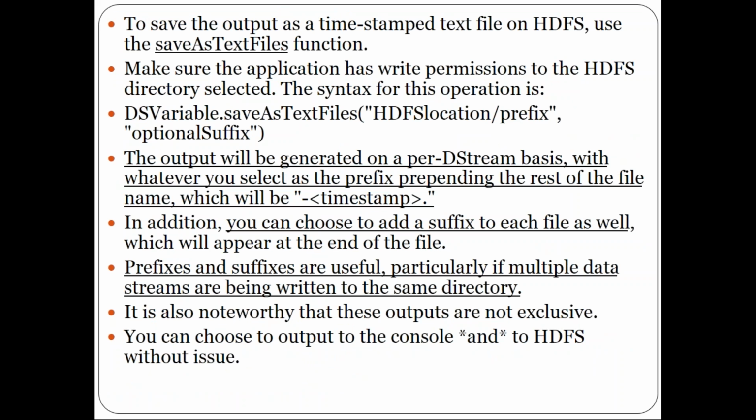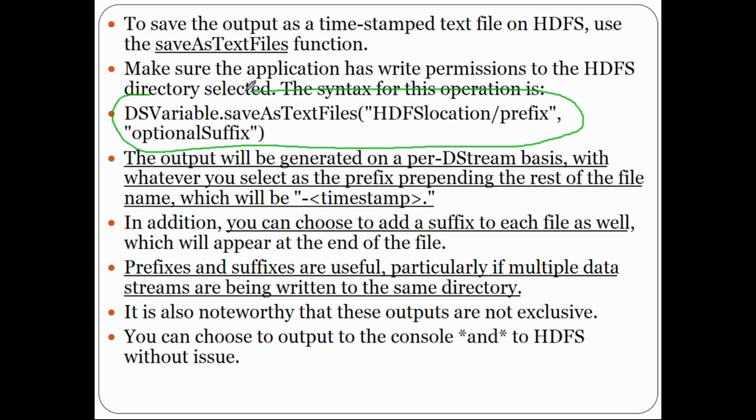Now this is very important. Just quickly let's have a look. To save output as a timestamped text file, use the saveAsTextFiles function. I have clearly shown you saveAsTextFile. We are very aware of it. Make sure the application has the right permissions to the HDFS directory where it has to write the data. That's very important. Now, if you want to save with a timestamp, you have to use this one.